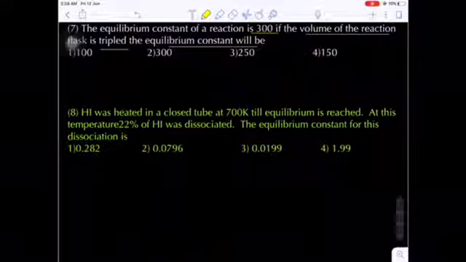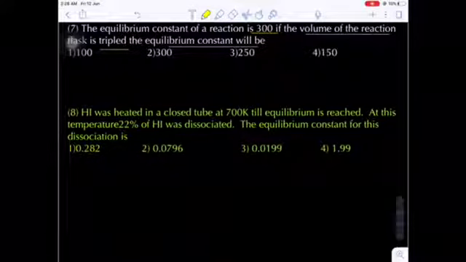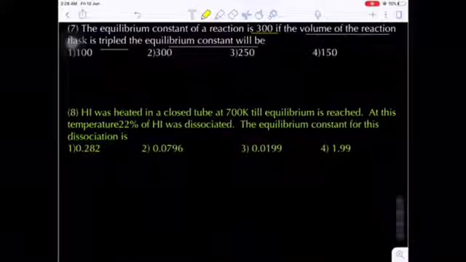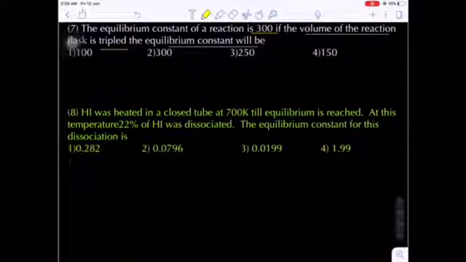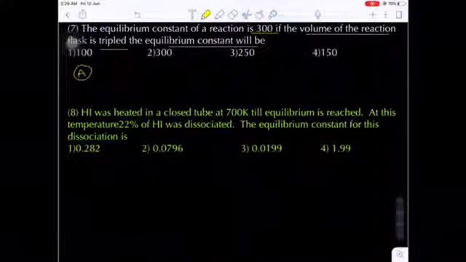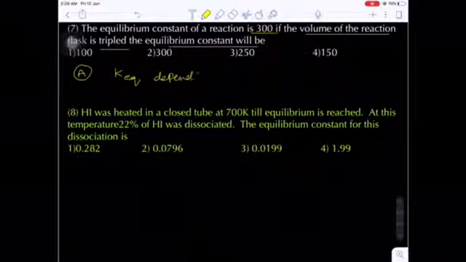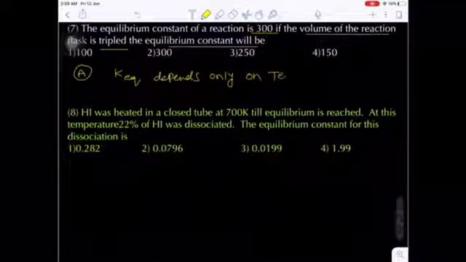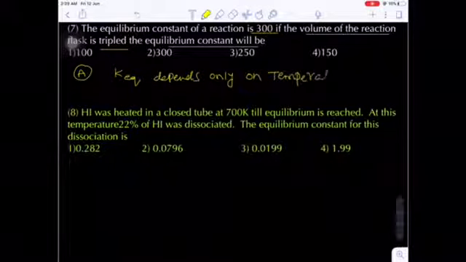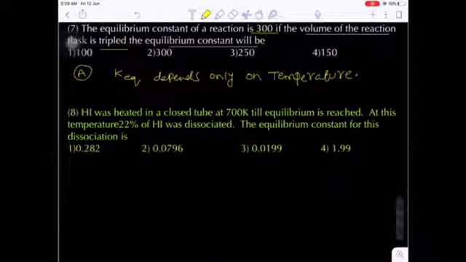So we know what the factors affecting the equilibrium constant are, and what the factors not affecting it are. We know the Kp or Kc depends especially upon the temperature, irrespective of the volume of the vessel. Are you getting my point? So in the sense, the equilibrium constant depends only on temperature. Unless the temperature changes, Kp and Kc do not change.